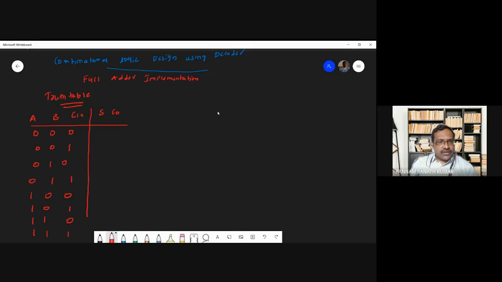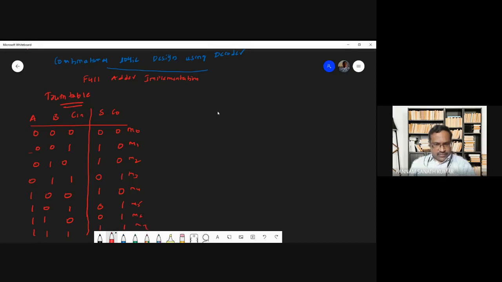So if all are 0, sum is 0 and carry is 0. 001 means sum 1, carry 0. 010 means sum 1, carry 0. 011 means sum 0, carry 1. 100 means sum 1, carry 0. 101 means sum 0, carry 1. Then 110 gives sum 0, carry 1, and 111 gives sum 1, carry 1. These are nothing but all the minterms. So let us consider these minterms m0, m1, m2, m3, m4, m5, m6 and m7.